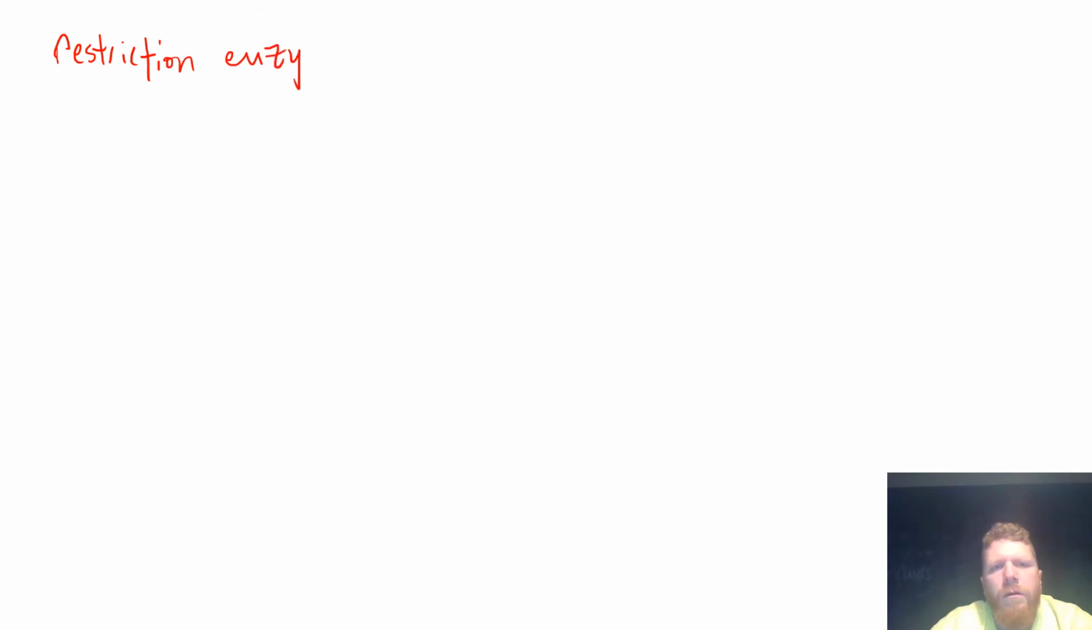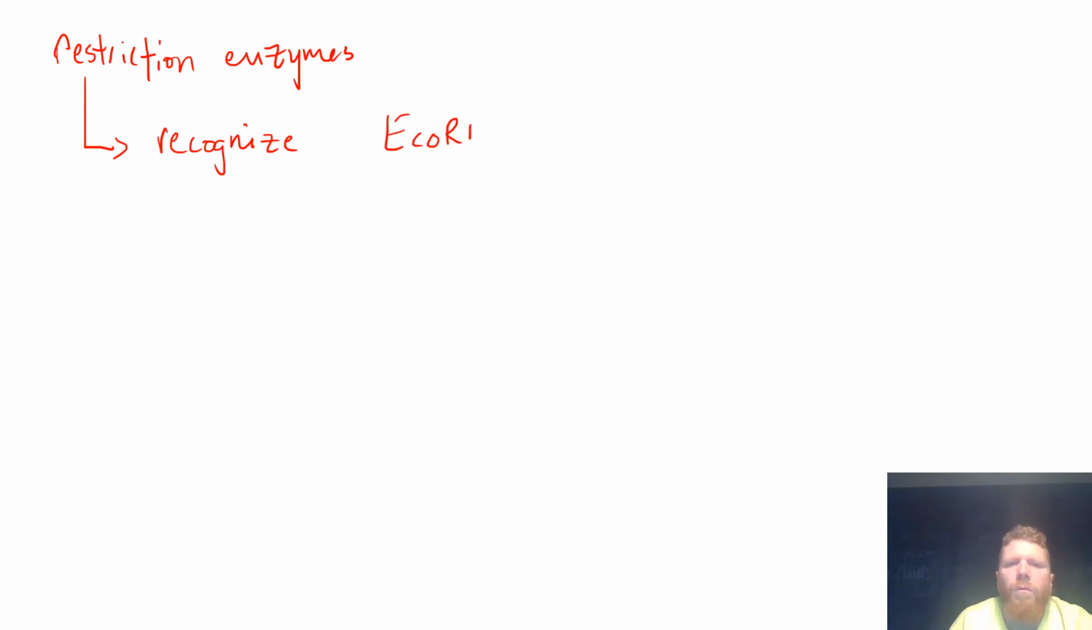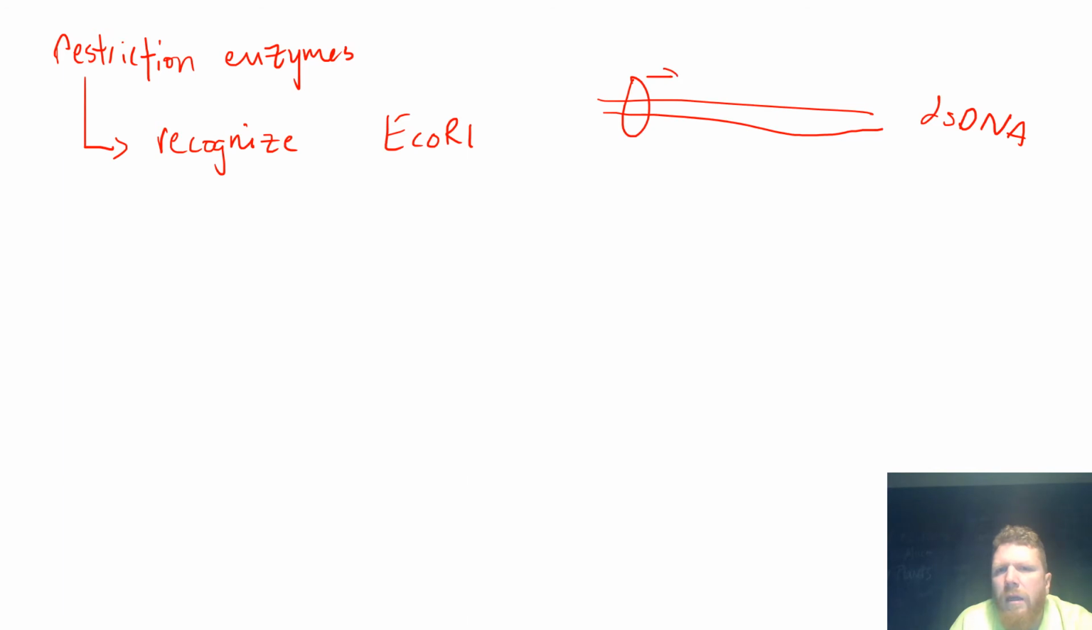And these are enzymes that carry out one specific function. What they do is they see DNA and they recognize a specific sequence. If we take, for example, EcoR1, EcoR1 is an enzyme that will see a double-stranded piece of DNA. This is our double-stranded piece of DNA. And EcoR1 will jump on this piece of DNA and scan. What it is going to be looking for is a specific sequence. It's going to look for GAATTC.